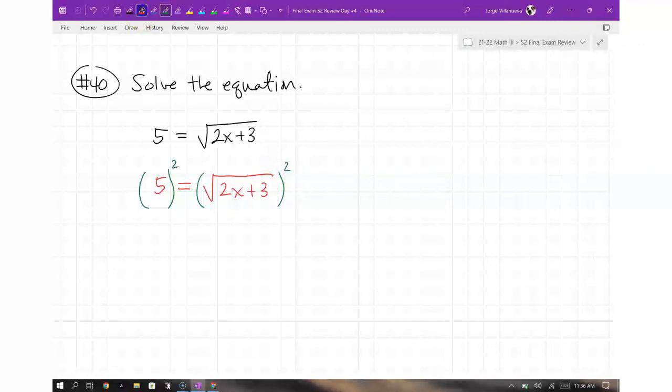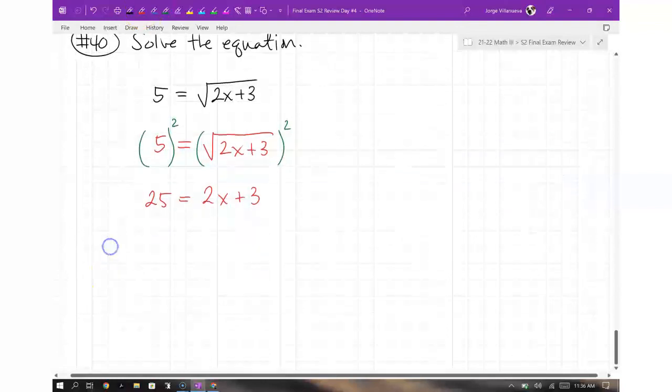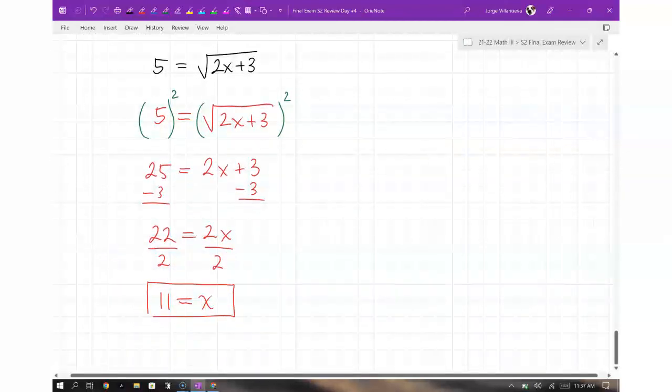So 5 squared is 25. The square root of 2x plus 3 squared is just 2x plus 3. And now just solve this, and this shouldn't be too bad, right? It's just a 2-step equation from Algebra 1. Subtract 3. That gives you 22 equal to 2x. And then divide by 2. You get 11 equal to x. And there are all 10 problems.